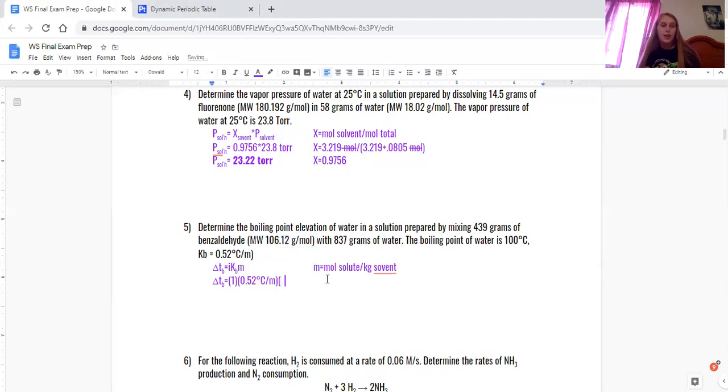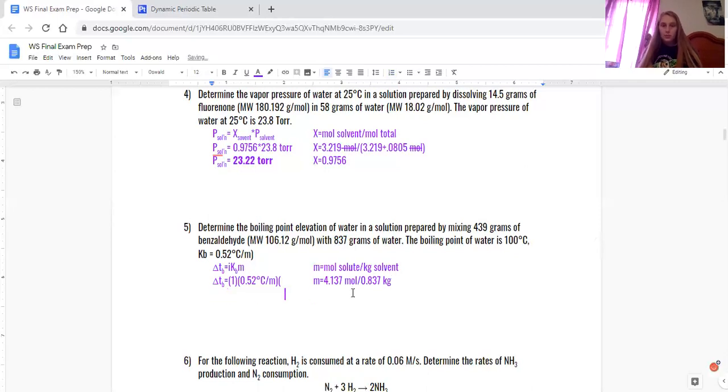Okay, and if you do that, you should come up with 4.137 moles. And we're going to divide that by the kilograms of solvent, so the kilograms of water. We have it in grams here, so we know to put that in kilograms. We just move our decimal place 3 times to the left. So we're going to get 0.837 kilograms, right?